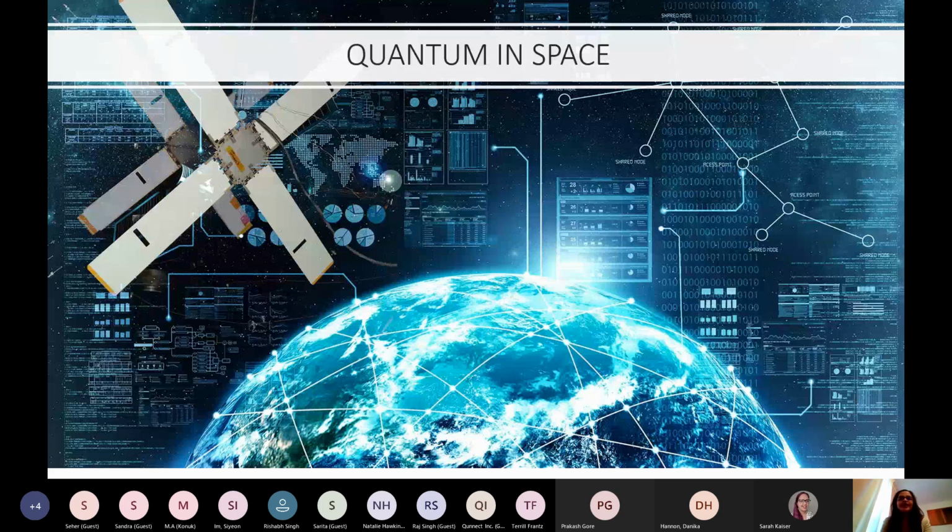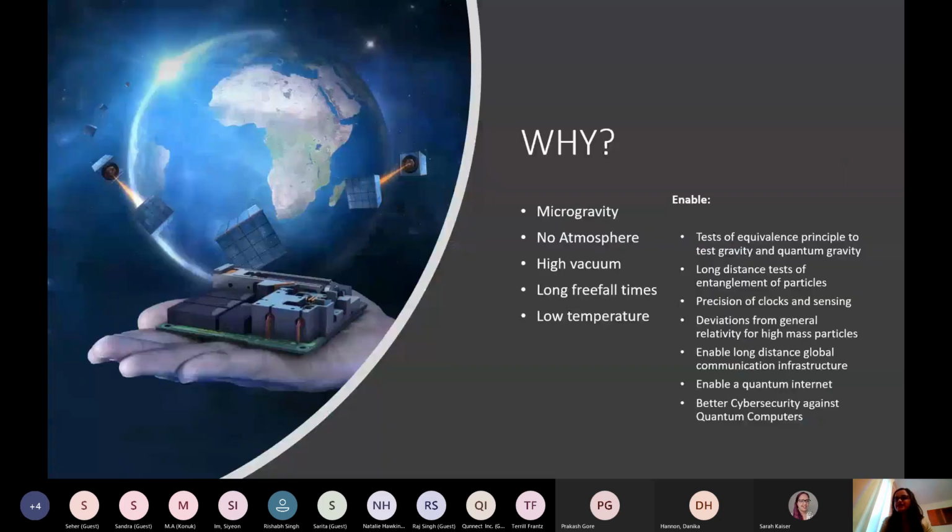Okay, so next, let's go into why we are actually interested in putting quantum in space. Believe it or not, space is actually a wonderful laboratory. It has microgravity, it does not have atmosphere, it has a high vacuum, it has long free fall times, and it has very low temperatures, as most of you will be aware. This helps us design much better experiments to test the equivalence principle, to test gravity and quantum gravity. It can also allow us to do long distance tests of entanglement of particles.